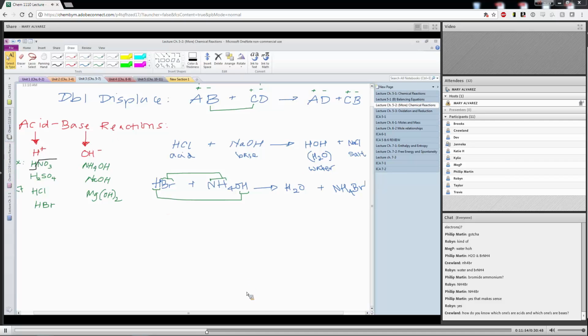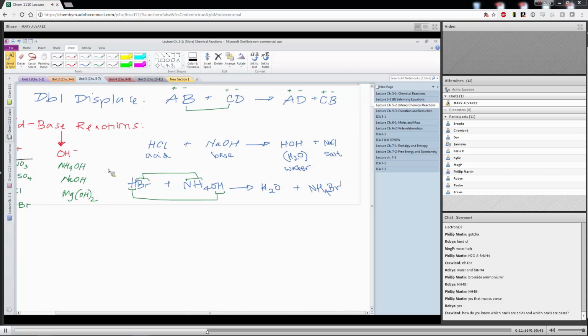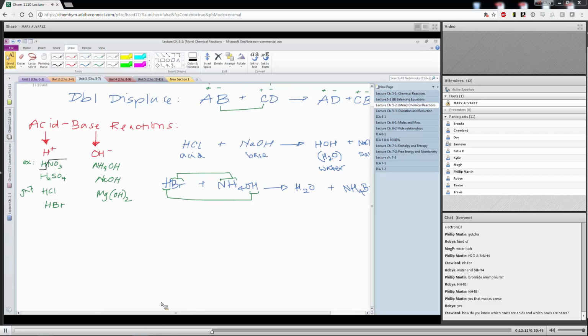Hang on a second here. Just assume that you're not looking at the list of the stuff that's acids and the stuff that's bases. If I have the HBr and the NH4OH, how do I know which one's which? Here it was in the list, but what am I looking for? What does everything in those lists have in common? Robin says, look for the H, right? The water is HOH.